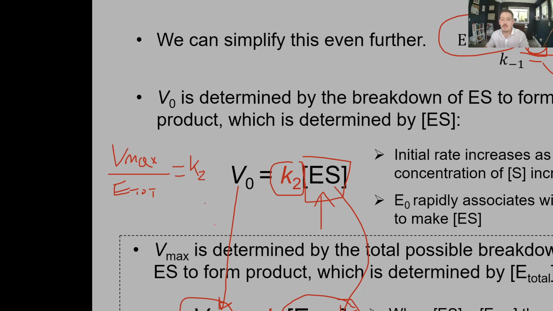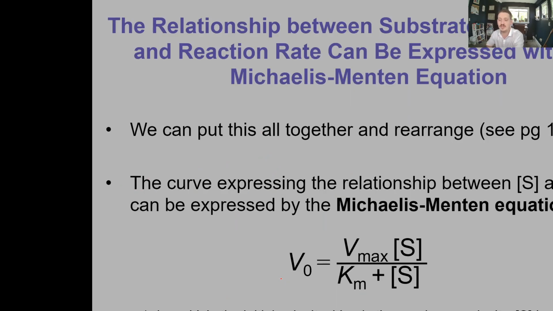And now, once we know what K2 is, then we can look at what the velocity is at any one time. We know what K2 is, so we can work out what ES is. Or if we know what ES is, we can multiply it by the K2 to predict what the velocity is going to be. And that all feeds into, like I say, the Michaelis-Menten equation, which relates this all together. The velocity of a reaction is equal to the Vmax multiplied by the substrate concentration at that time, divided by the Km plus the substrate concentration at that particular time.